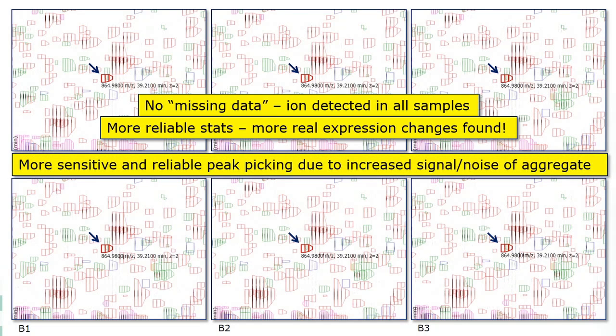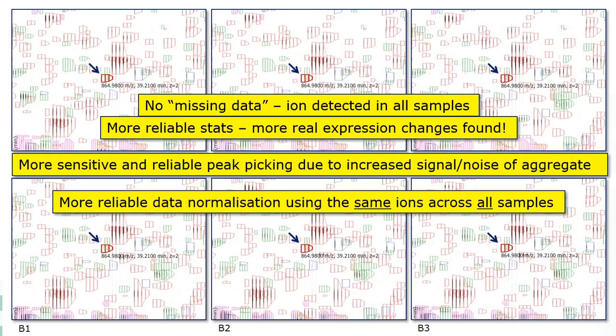Peak picking is also more reliable and sensitive, since it's performed on the aggregate ion map, which has superior signal to noise compared to any individual sample ion map. And finally, normalisation of data across samples is also more reliable, since it uses exactly the same ions in every sample. The more efficient is normalisation, the more chance you have of finding the expression changes in your data.